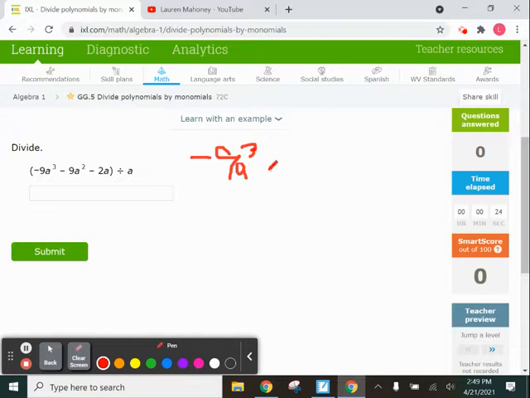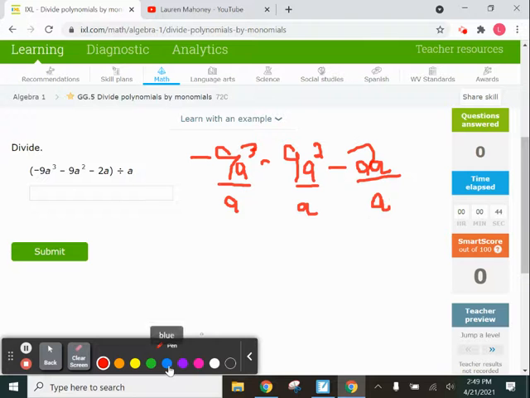So there's negative 9a cubed minus 9a squared minus 2a. And then since I'm dividing by a, I'm going to put an a underneath every single term here. And so what that's going to do, if I have an a cubed on the top and an a on the bottom, this a is going to disappear, and this exponent is going to go down by 1, because that's the exponent on the bottom, to a 2.